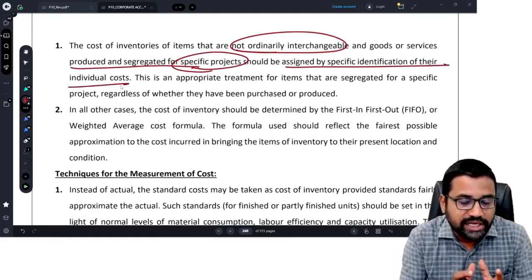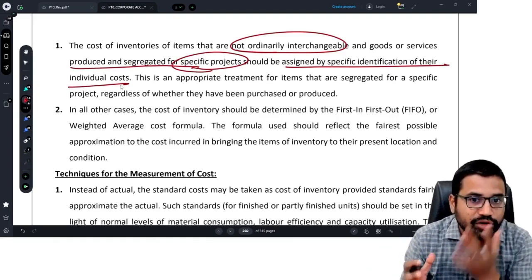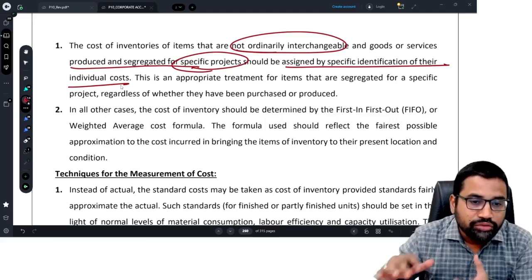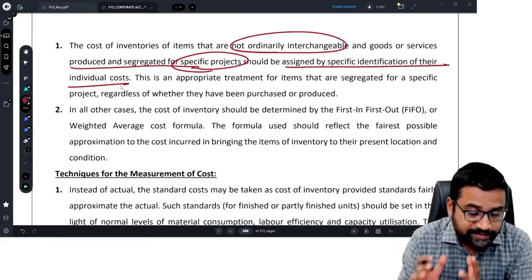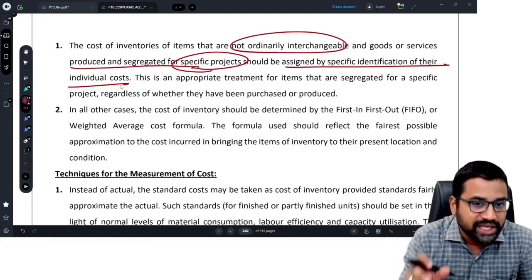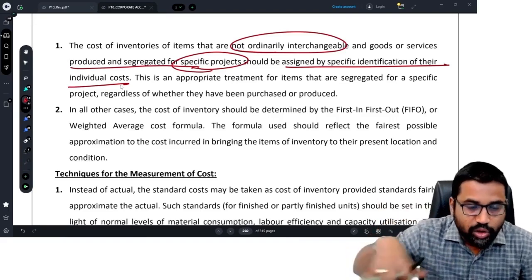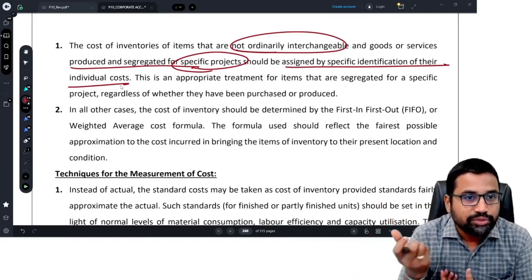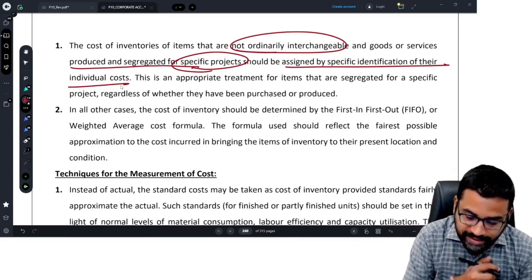For example, if you are producing products for a specific project, say you got a contract from Indian Railways, and you manufactured some items for their specific purpose, in that situation you need to follow the specific identification of cost method. That means for this exclusive manufacturing, for this contract, you have to decide separately how much cost you incurred. You should not include them with the normal other items.